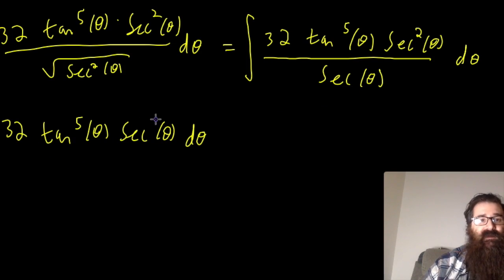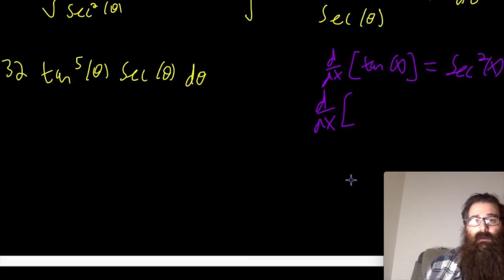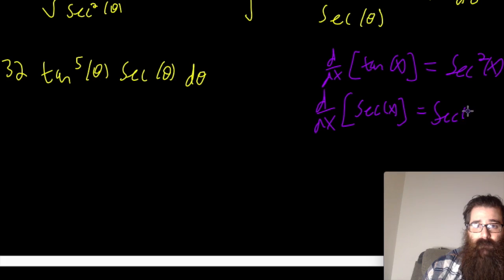Now I want to think about how I can proceed with this trigonometric integral, and think back to the different steps that we took. When I look at this, I see tangents and secants. I want to remember derivatives of tangents and secants. We said the derivative of tangent is secant squared, and the derivative of secant is secant tangent. And it looks like the only thing I really have to work with here is this odd power on tangent.